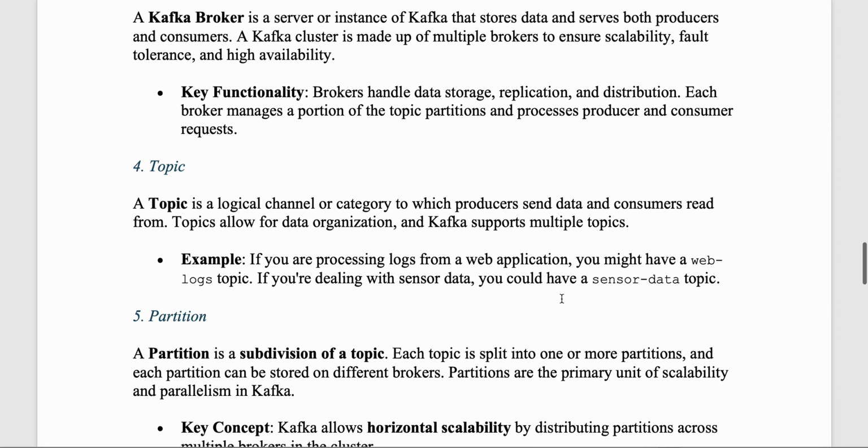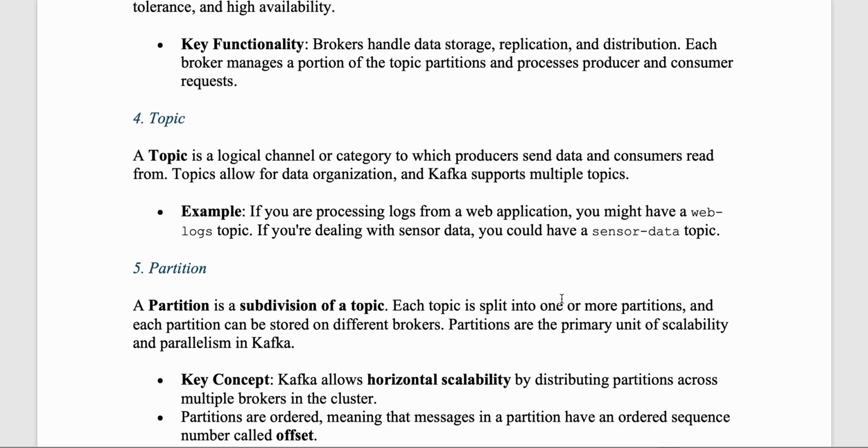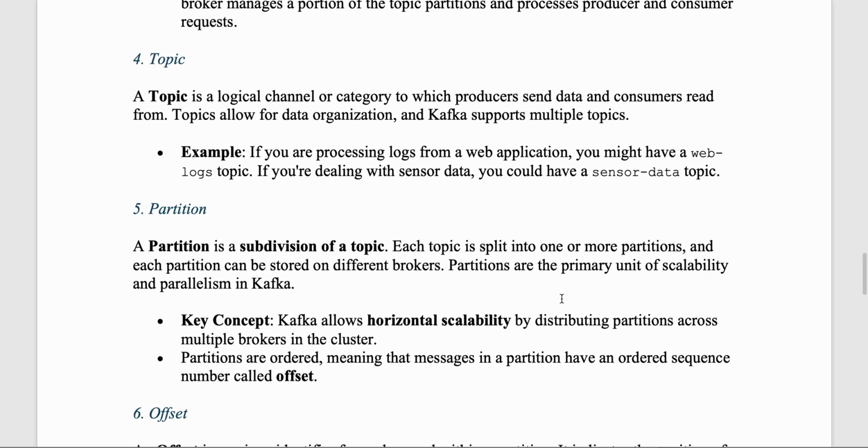Now coming to the partition. A partition is nothing but a subdivision of a topic. Each topic is split into one or more partitions, and each partition can be stored on a different broker. Partitions are primarily the unit of scalability and parallelism in Kafka, so you can understand how Kafka allows horizontal scalability and how your data is getting processed.